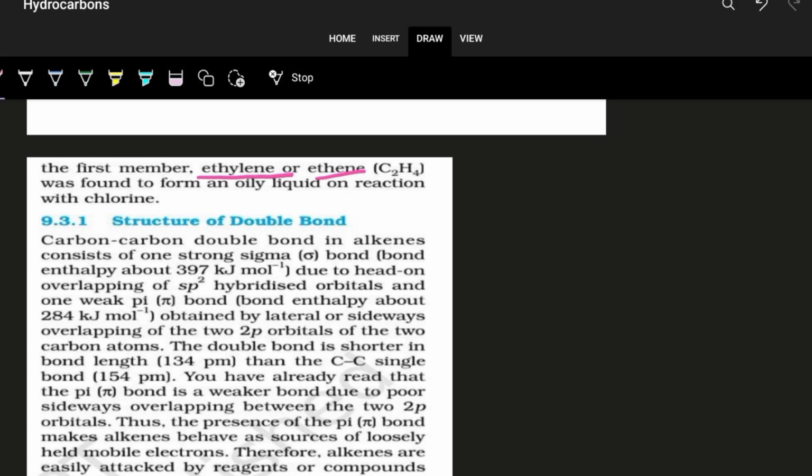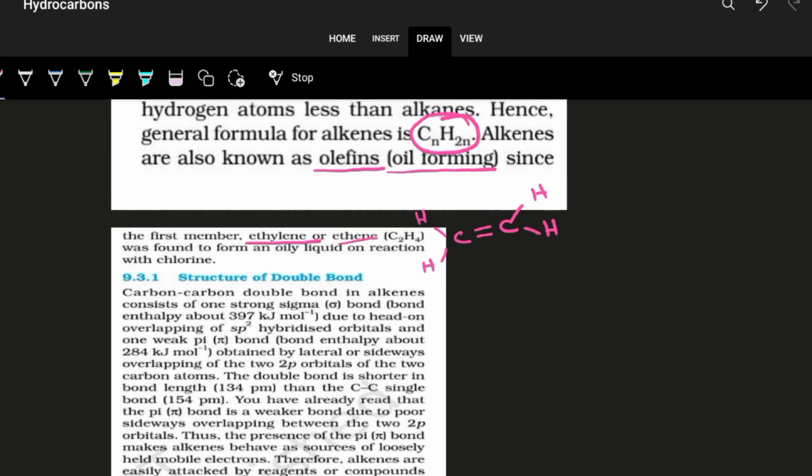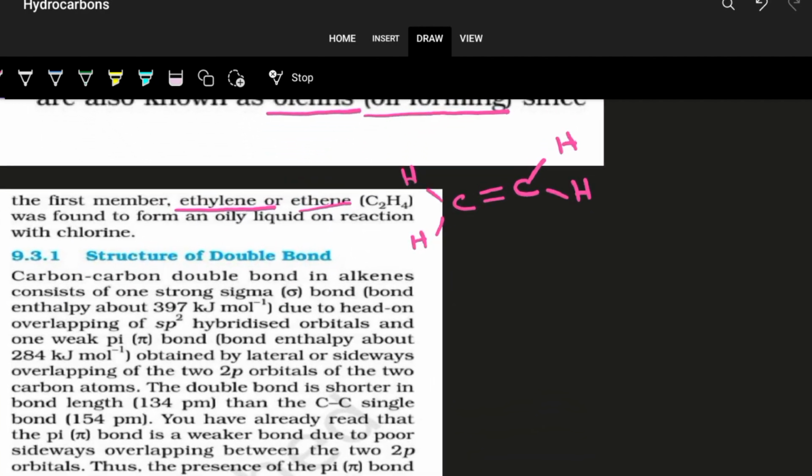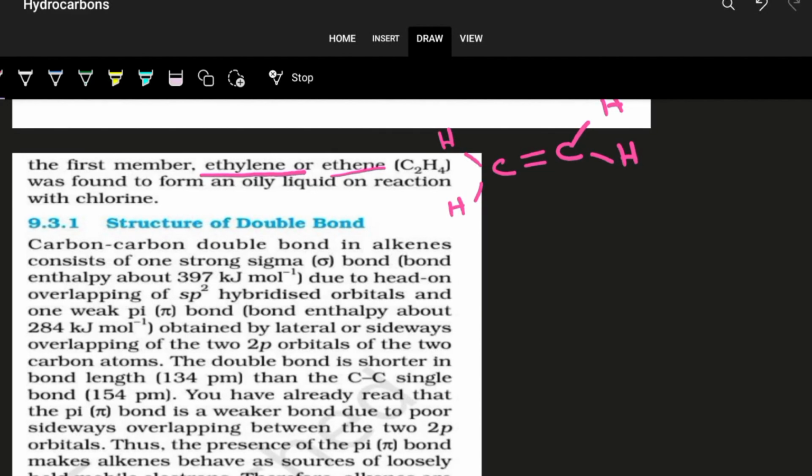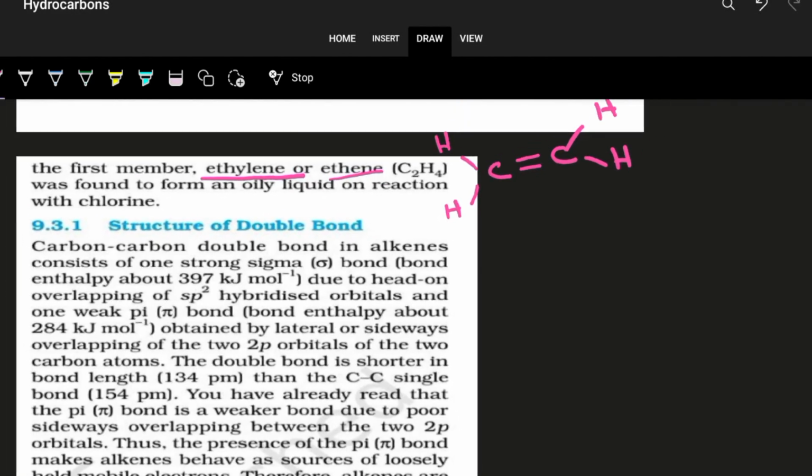The simplest example of alkene is ethylene, or you can say ethene, with a double bond. So it is C double bonded C and the 2H like this, C2H4. So this is the simplest example of alkene. Okay, so now the structure of the double bond.